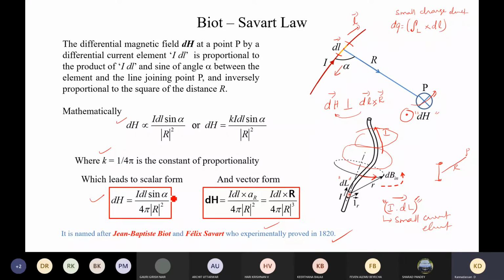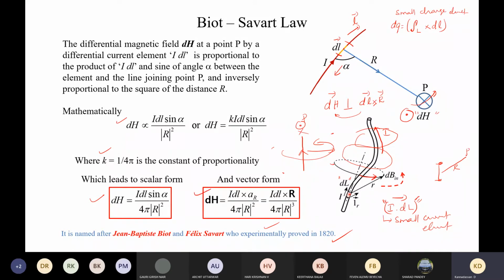This sine alpha clearly indicates that whenever alpha is 0, there won't be any magnetic field. In other words, if the current is flowing in this direction and you keep the point P along the line and try to measure the magnetic field, you can't find any, because the field is just going around it. So you should not keep any point of reference along the line for measuring the magnetic field. Keep it at a particular distance somewhere else, here, here, here, and then you can definitely get the magnetic field. That is what this clearly indicates.